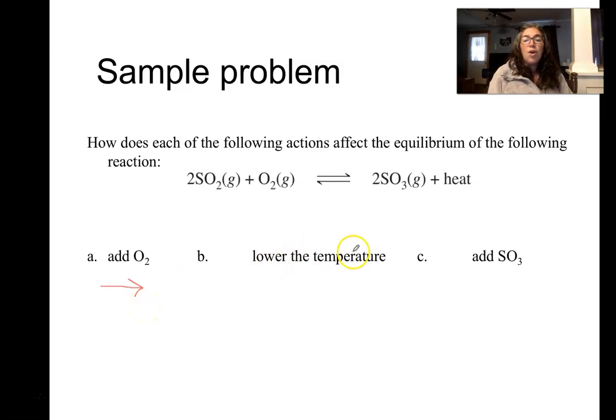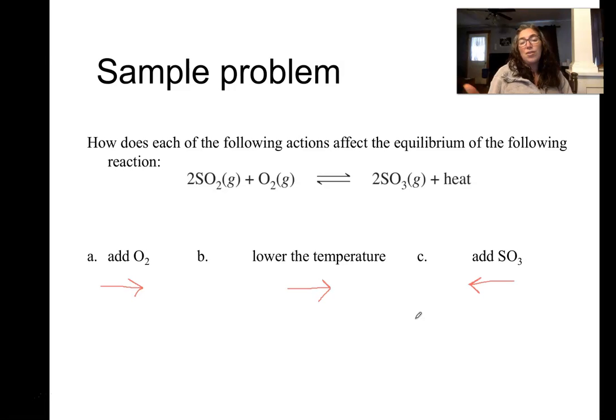If we lower the temperature, it's like we are removing heat. And when we remove something, we shift it in that direction. So if we remove a product, we're going to make more product. We're going to shift it to the right or towards the product. And then lastly, if we add SO3, SO3 is a product. If we add product, we're going to shift it in the opposite direction towards the reactants or to the left.